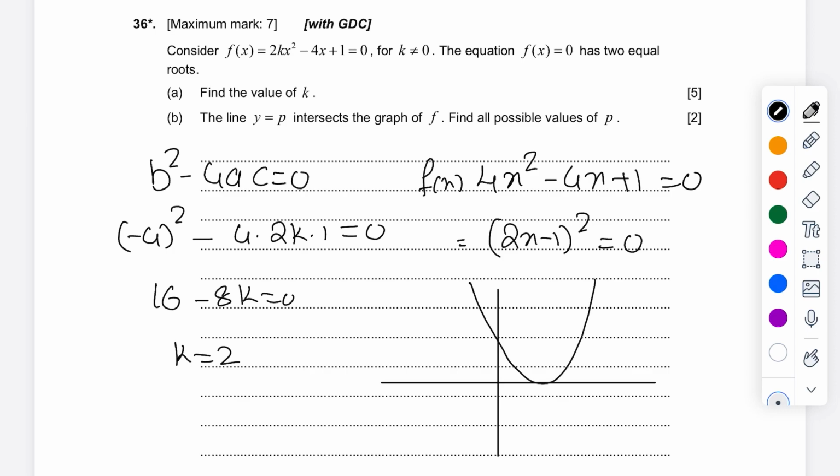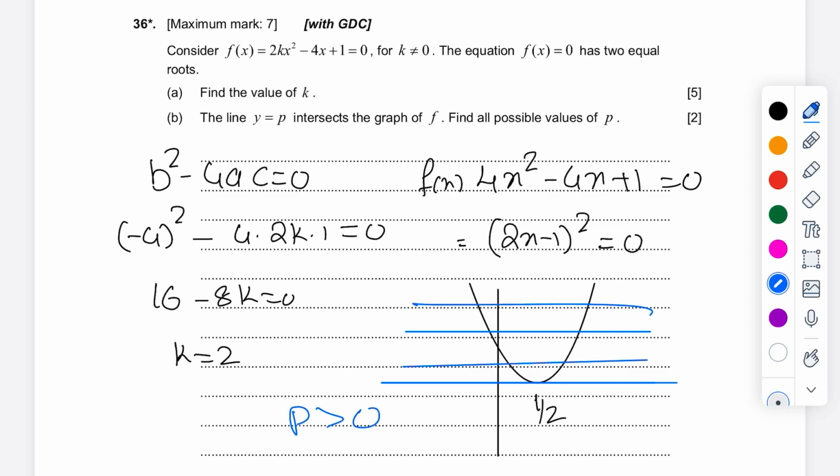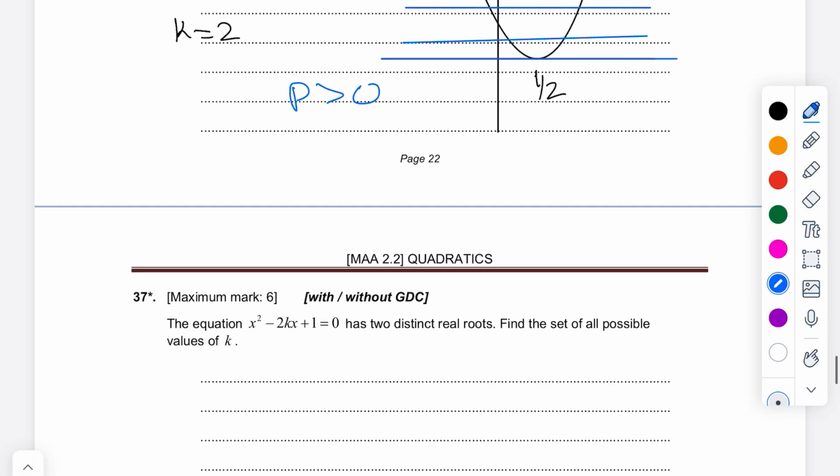This is the approximate shape of the graph. Maybe this value is 1 upon 2. Now, y equals to p intersects the graph. So we can see that it can intersect over here, it can intersect over here, it can intersect from x-axis any value. So p is greater than 0, for any value of that p, the line intersects the curve.